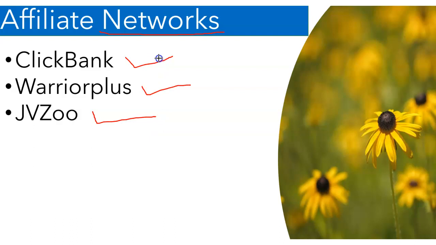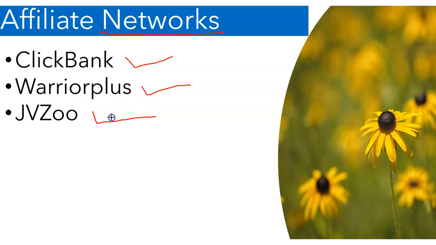created by different vendors. So for Warrior Plus and JVZoo, you must apply for the affiliate link, whereas ClickBank, you can just promote. The products are auto approved. You don't have to apply for approval. But Warrior Plus and JVZoo, you must request approval before you can promote their product. So I suggest, as a beginner, you can start with ClickBank because you don't have to request approval.